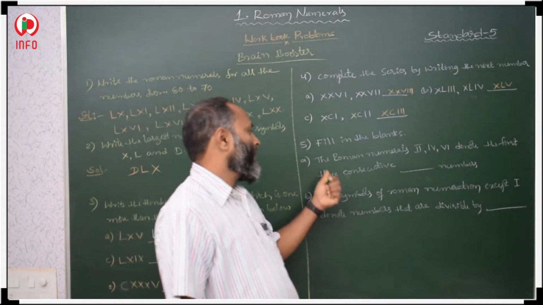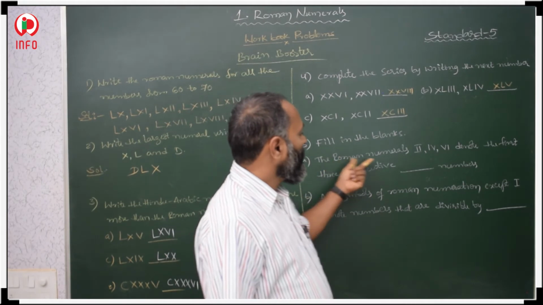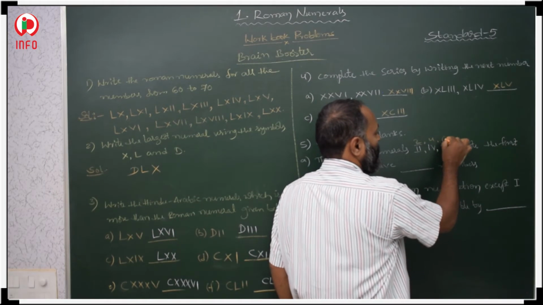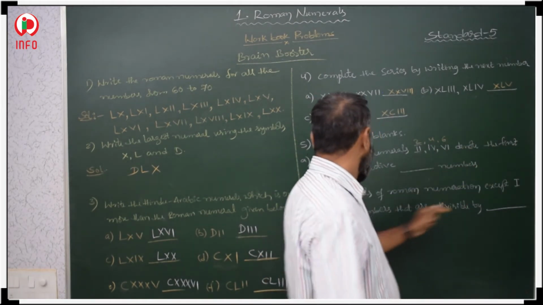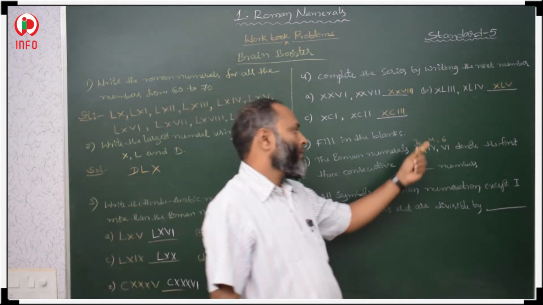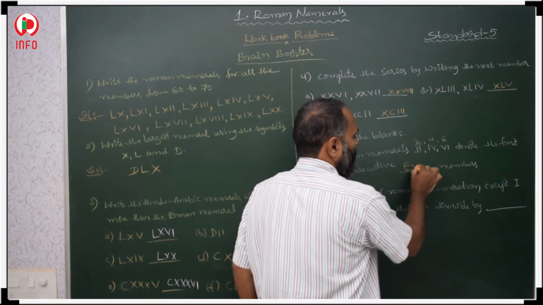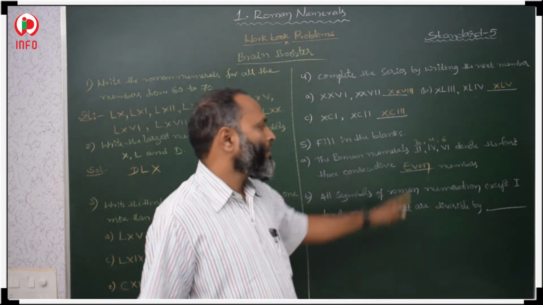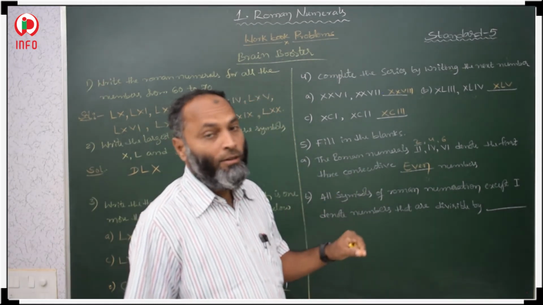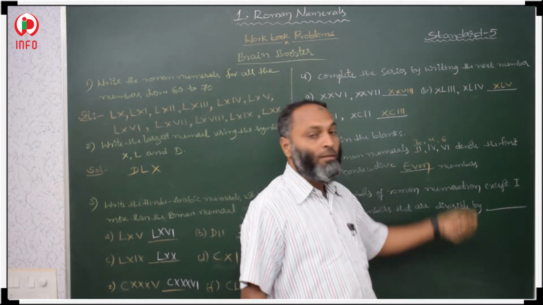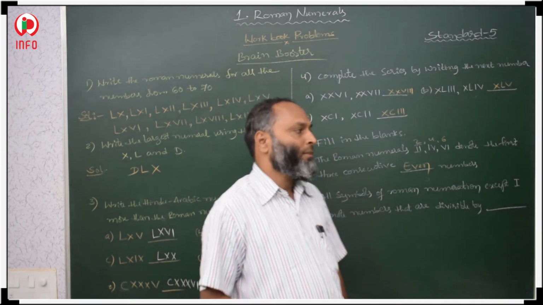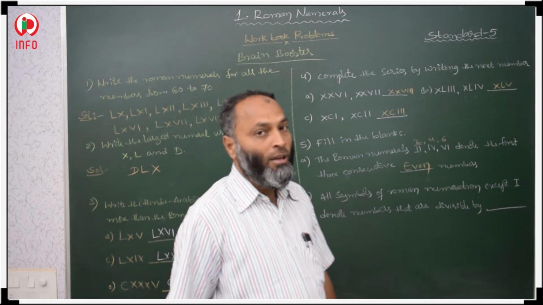Next, fill in the blanks. What is there? The Roman numerals 2, 4, 6. This is 2, this is 4, this is 6. They denote the first 3 consecutive even numbers. Now you have to think and write what numbers are given: 2, 4, 6. These numbers are consecutive even numbers, so we have to write even numbers.